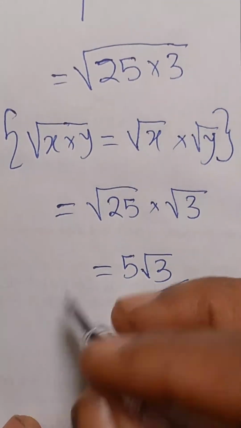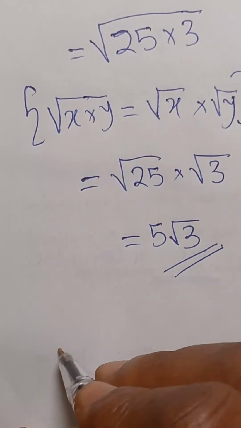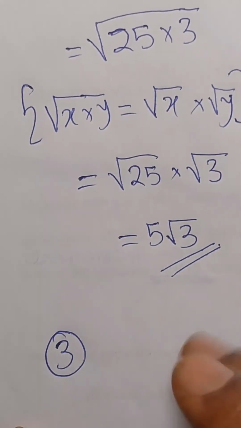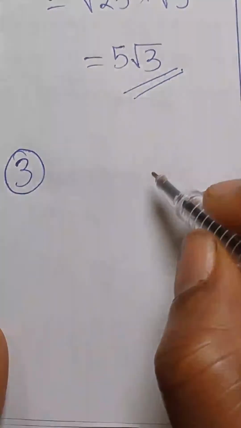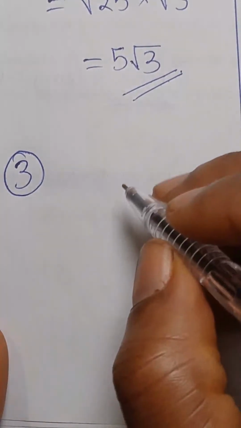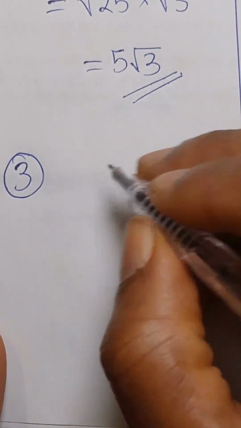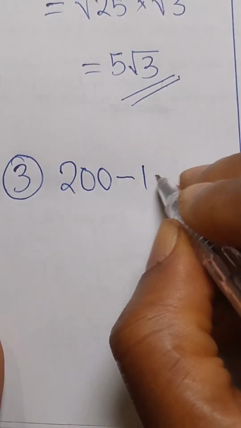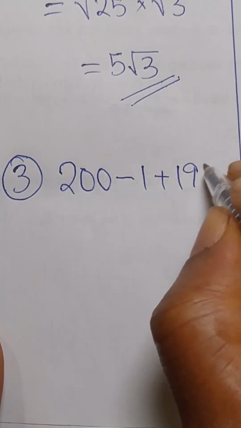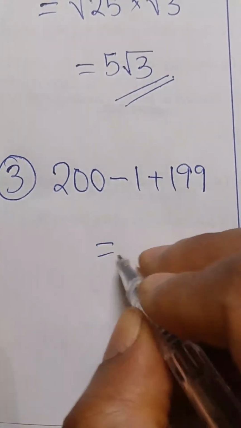This is question number 3 already. If you're not solving yet, please solve. We are already going faster. Thank you for joining us. I appreciate your presence here. So let's solve this: 200 minus 1 plus 199 is equal to what?